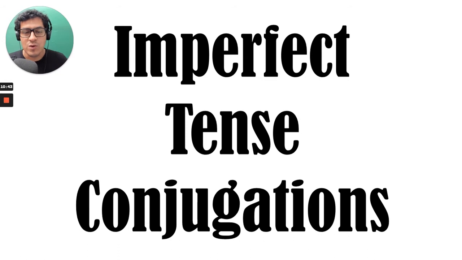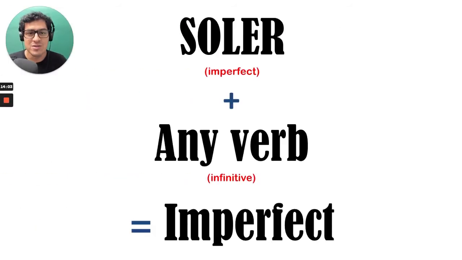Like I said, we will use the verb soler to speak about things that we used to do in the past. However, we can use any verb in imperfect tense to speak about things that we used to do in the past. Now I will show you how you can use any verb conjugated in imperfect tense to speak about things that you used to do in the past.